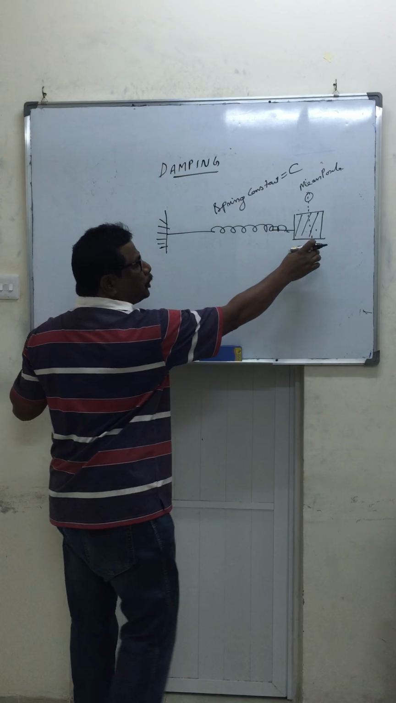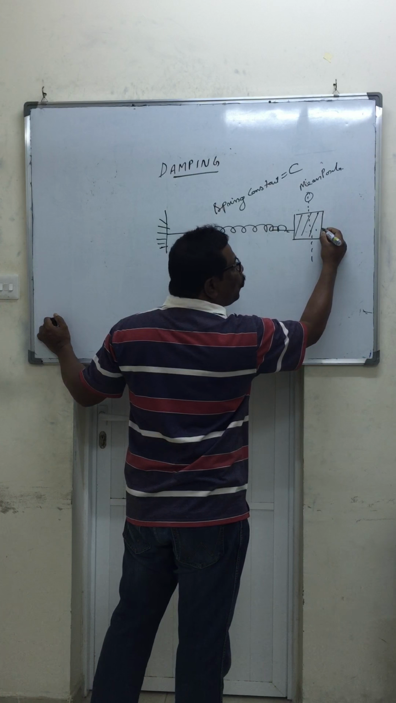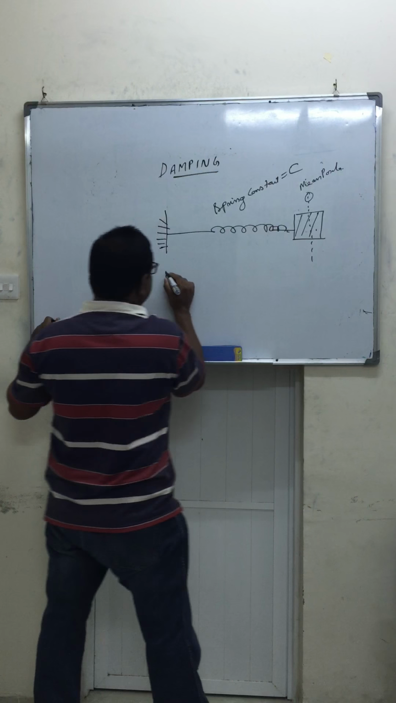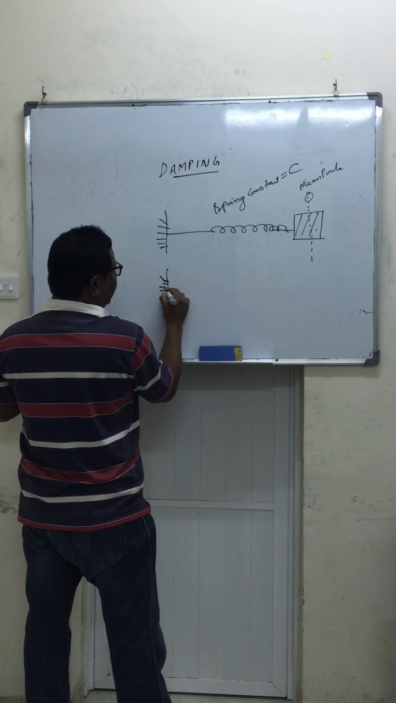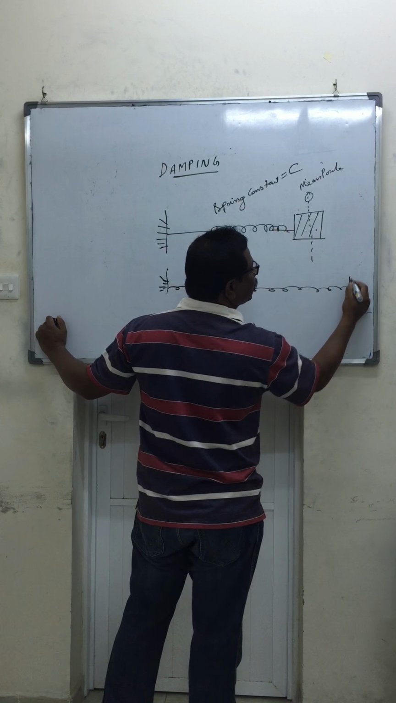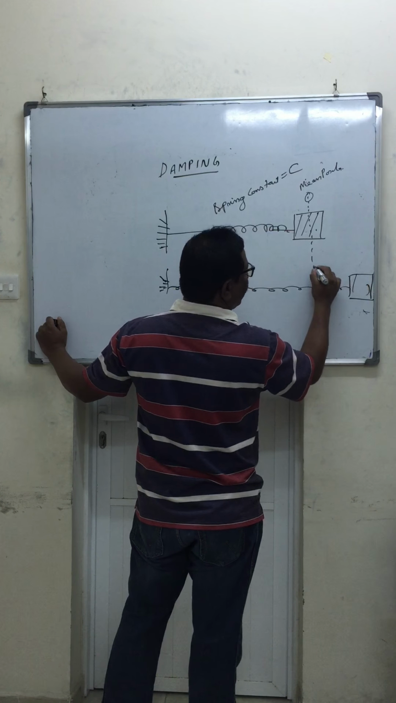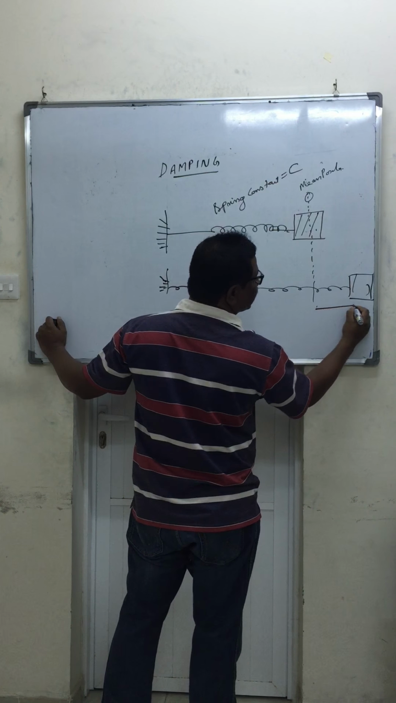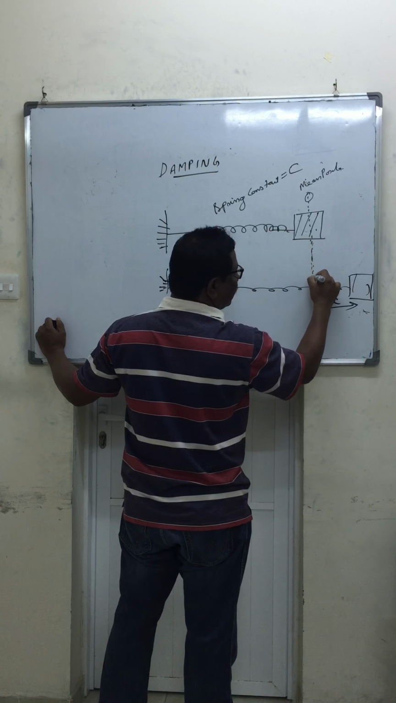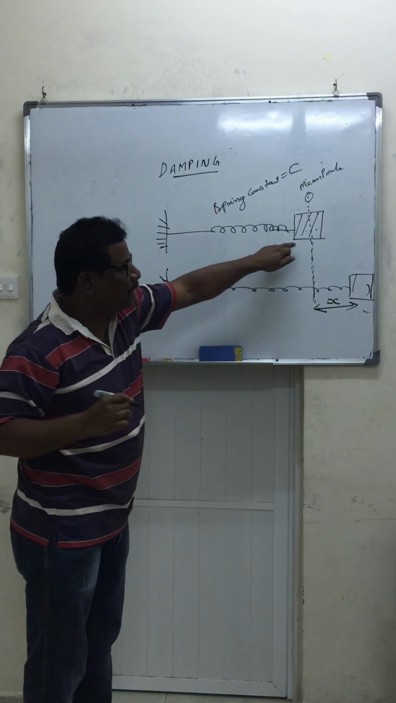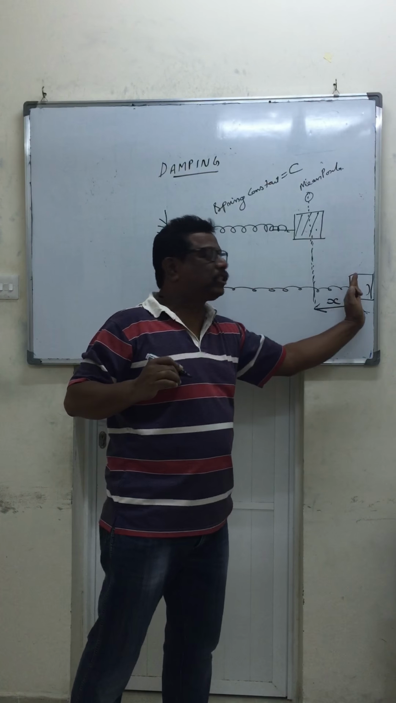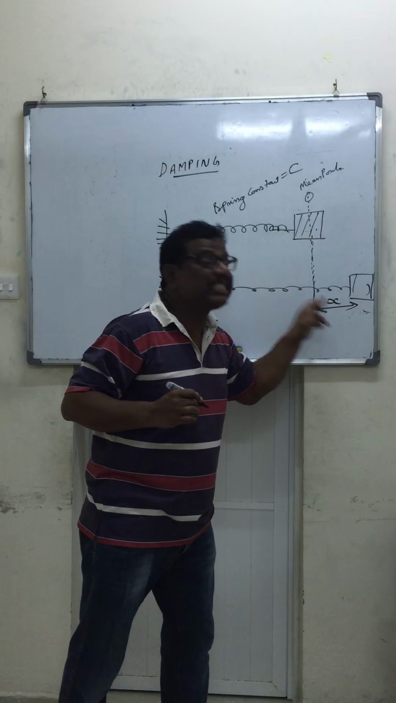Now from this position, I pulled the block through a certain distance. From here, I stretched this one. So this is the new position of the block. So how much is the extension produced? From here to here, the extension is X. Initial position of the spring is the first figure. Second figure, I pulled this spring through a distance X.